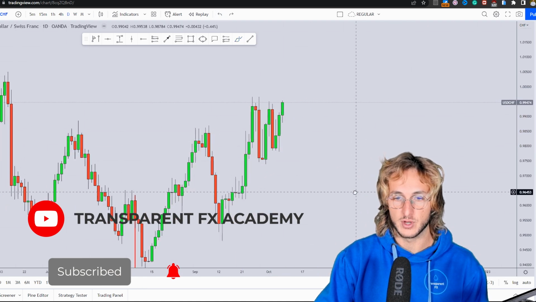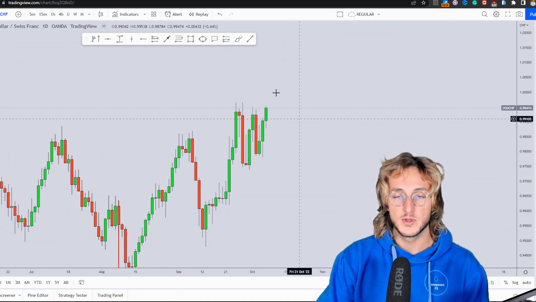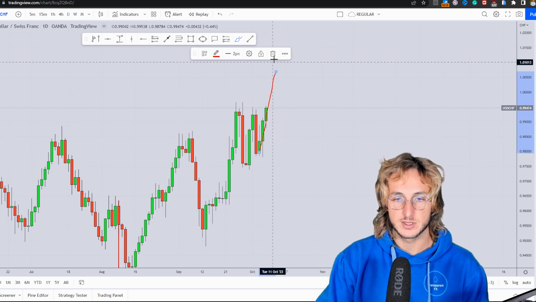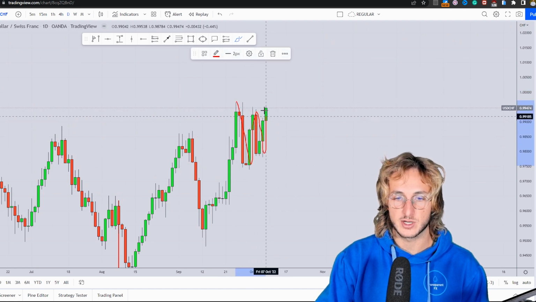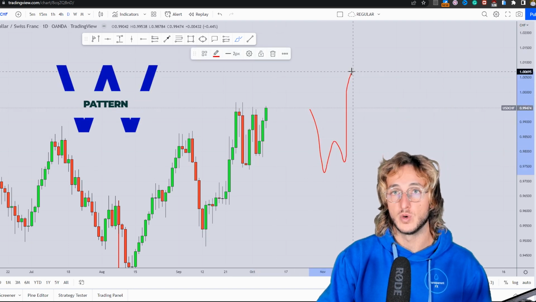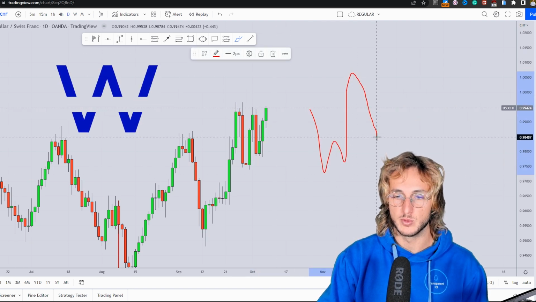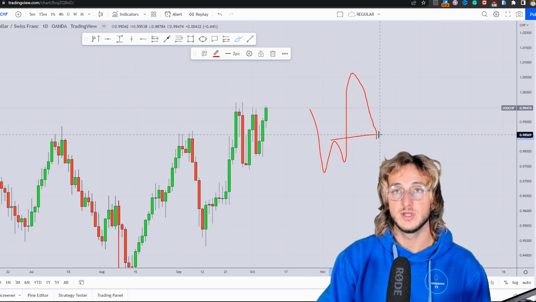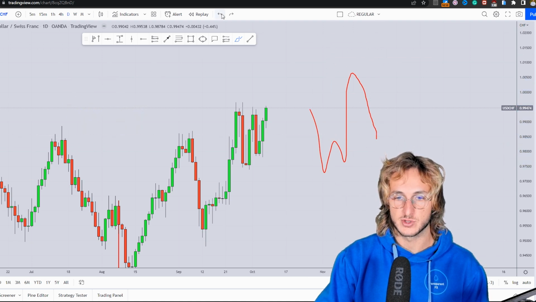However, at the moment, what we're noticing is that in creating this move to the upside, the market is also starting to create a W formation. And in general, after the creation of a W, what you would expect is for the market to create a move to the downside, to go and complete the pattern at the previous resistance turned support.